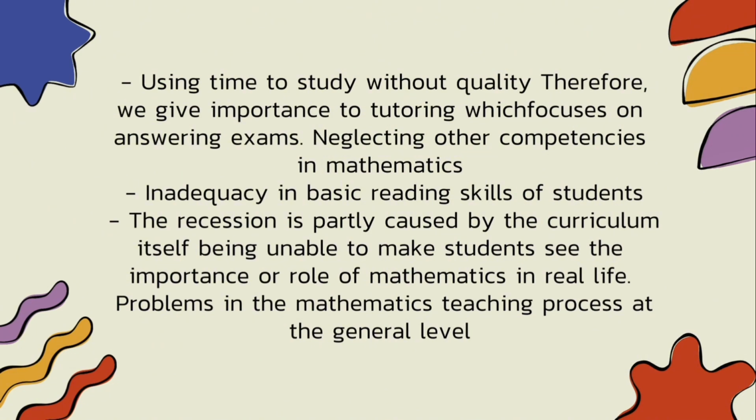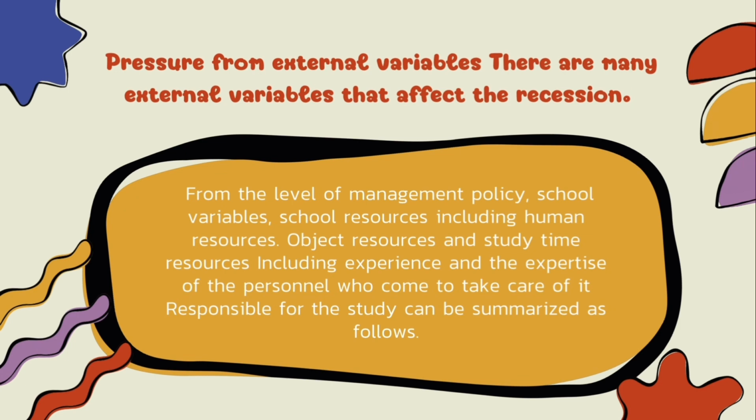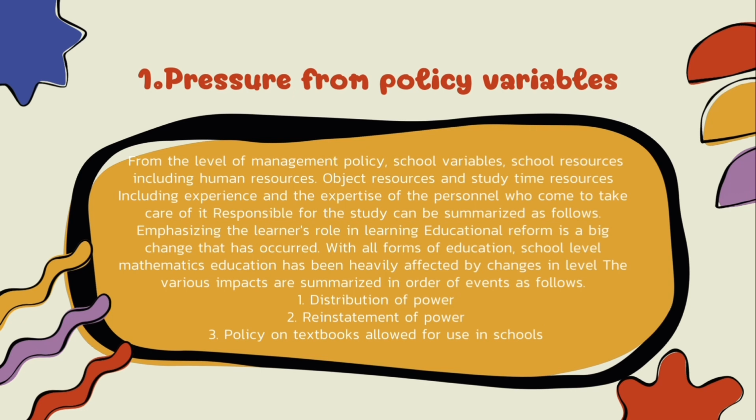Problems in the mathematics teaching process at the general level. Pressure from external variables. There are many external variables that affect the recession, from the level of management policy to school variables, including school resources such as human resources, material resources and study time resources, including the experience and expertise of the personnel responsible for the study, which can be summarized as follows. 1. Pressure from policy variables.